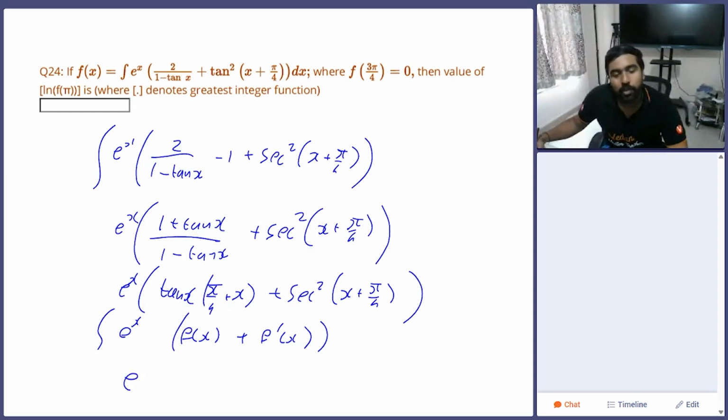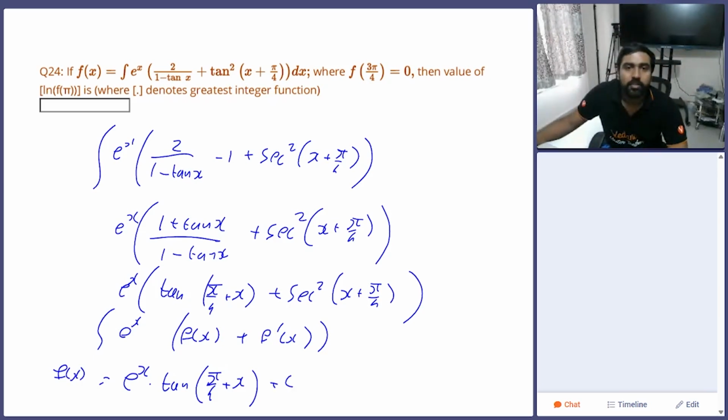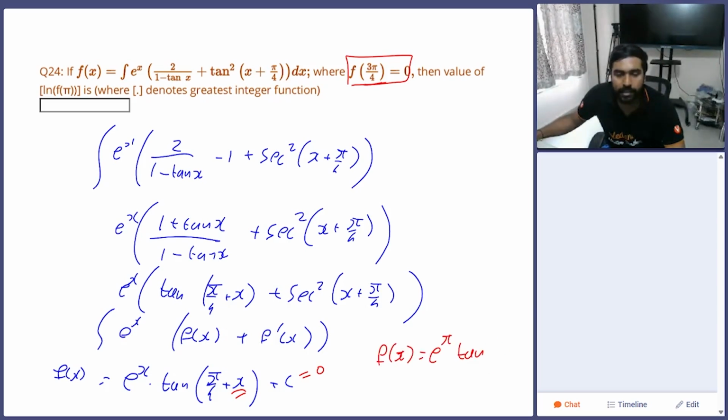So the integral will give you e power x into f of x, which is e power x into tan of x plus pi by 4. This is your f of x, plus c is also there. If you put x equal to 3 pi by 4, you will get tan pi, that is already equal to 0, so 0 equals 0 plus c, c will be equal to 0. Now you need to find the greatest integer function of ln of f of pi. Okay, let's first of all get f of pi. F of pi will be e power pi into tan of pi plus pi by 4.